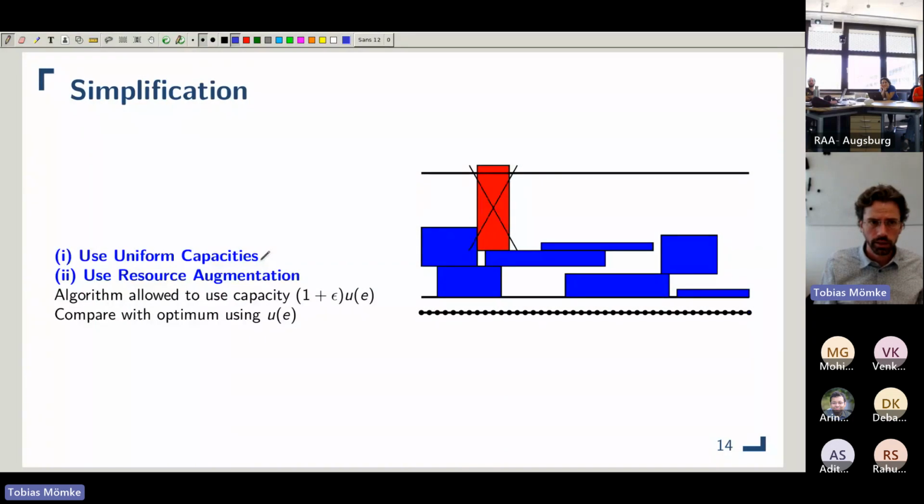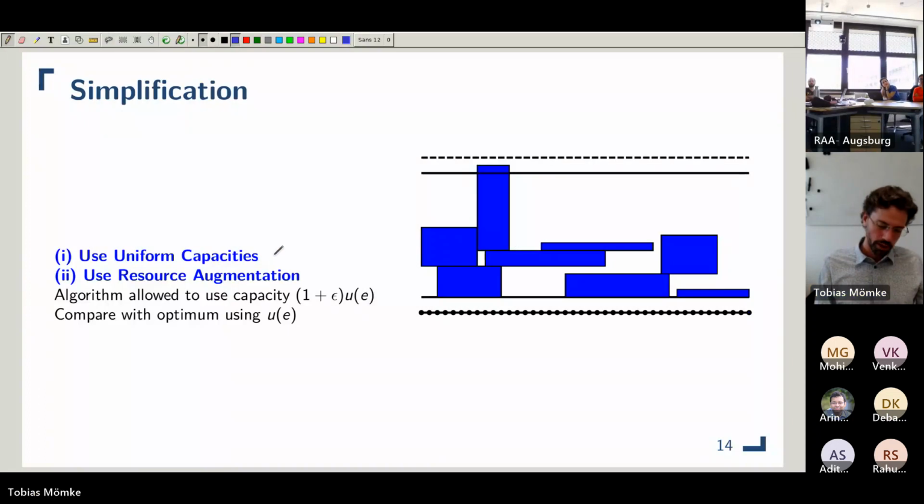It's technical and it always changes a little bit from paper to paper what we have to do. But in a way, it's complicated but standard. So the important case, the real insights that brought us forward, came from the simplified case with uniform capacity. So we use uniform capacities. The second thing is we use resource augmentation.